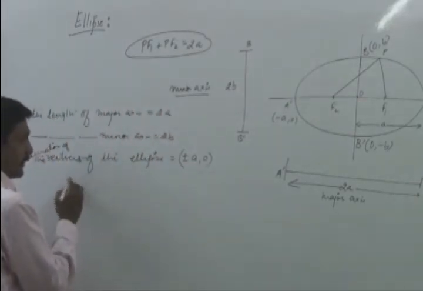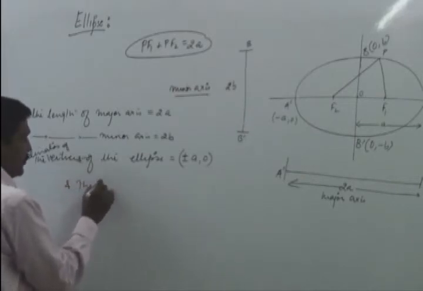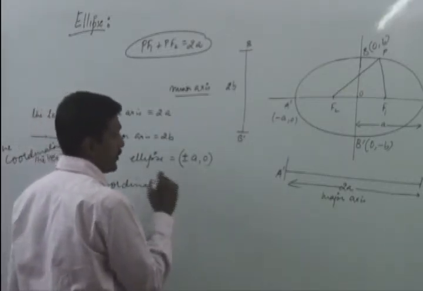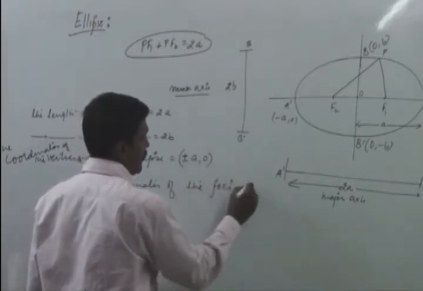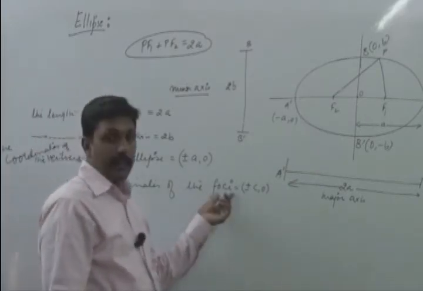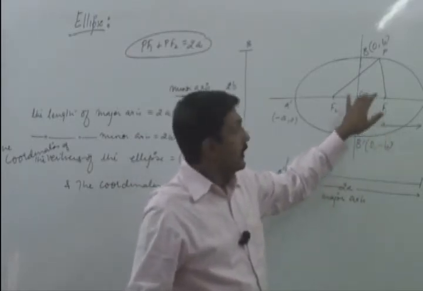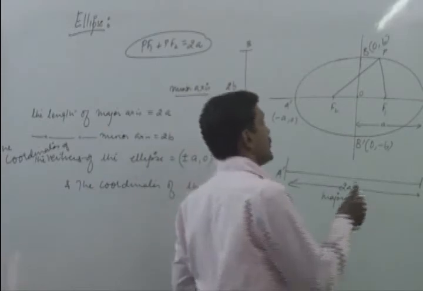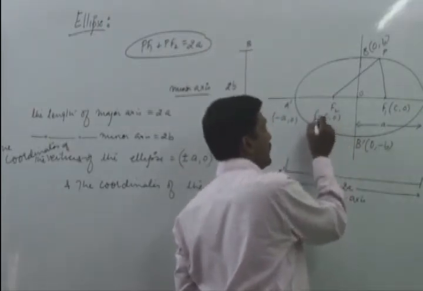Now for the foci, we write the coordinates of the foci as (±C, 0). We use foci because of these two focus. Foci is the plural form of focus. In case of this ellipse, there are two focus, therefore we use foci. And the coordinates of focus F1 are (C, 0) and F2 are (-C, 0).